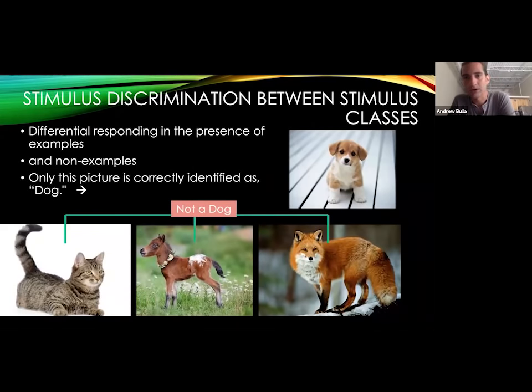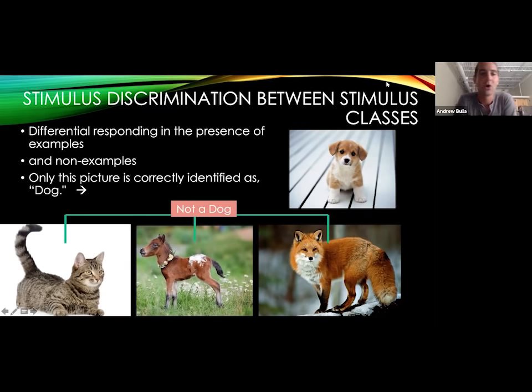The second part of conceptual control is stimulus discrimination between stimulus classes. So this is differential responding in the presence of examples and non-examples. That means the learner rejects members outside of the stimulus class. So they say that does not belong here. That is not an instance of this concept.